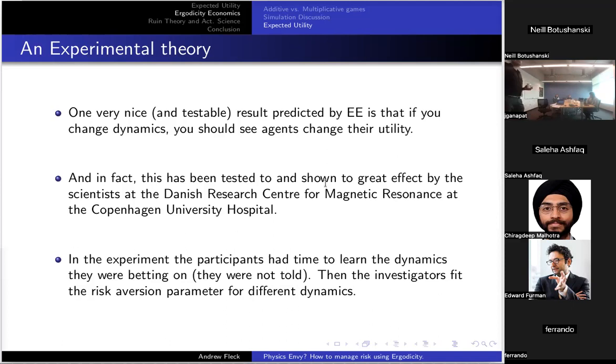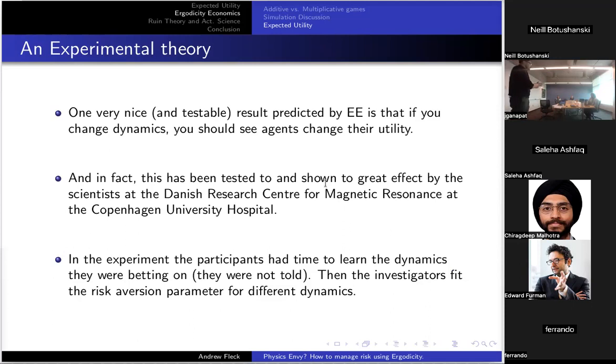And in fact, this was tested and shown to great effect in an experiment with psychologists and neuroscientists in Copenhagen. What they did is they took these agents and said, okay, we're going to show you some pictures. Every time a certain picture is shown, you're going to get a certain level of wealth. They're not actually told what's generated, or whether it's additive or multiplicative wealth. They just have time to learn this, and then they have to make decisions as a result. And then they try to observe their utility function.